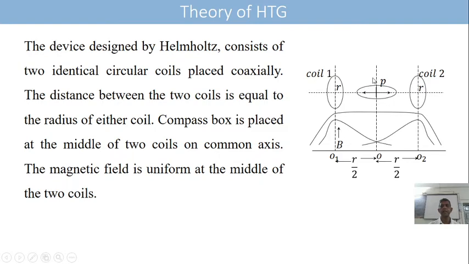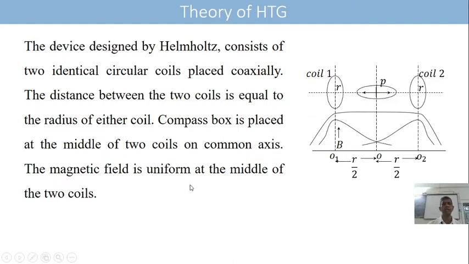A compass box is placed at the center of the two coils, that is, on the axis of the two coils. The device designed by Helmholtz consists of two identical circular coils placed coaxially. The distance between the two coils is equal to the radius of either coil. Compass box is placed at the middle of the two coils on the common axis.